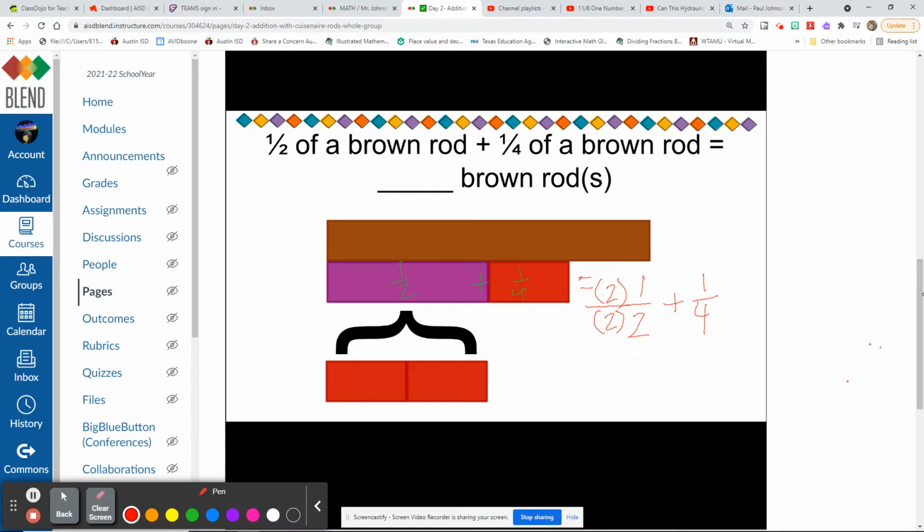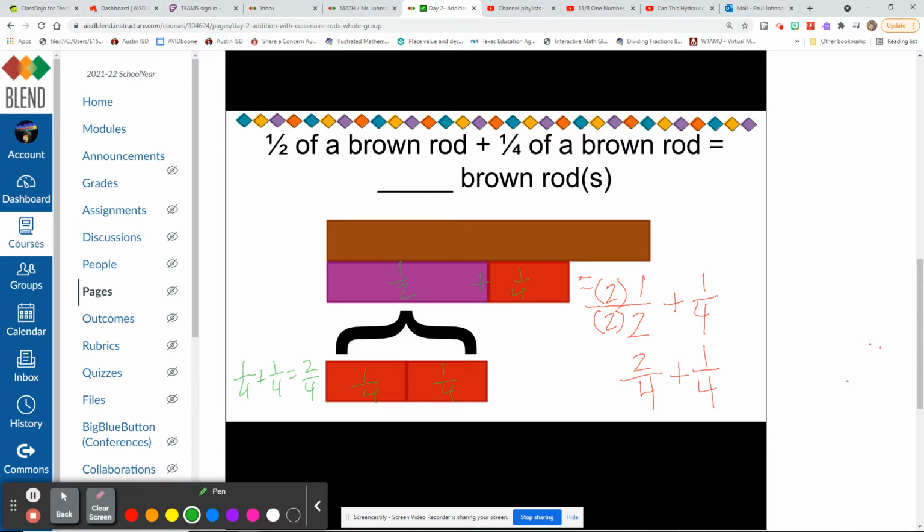2 times 1 is 2. 2 times 2 is 4. So now I have 2/4 plus 1/4. Now, if you look to your left, that's exactly what we're looking at here. We just took 1/2 and we turned it into 2/4. Of course, the reason it's 2/4 is 1/4 plus 1/4 is equal to 2/4.